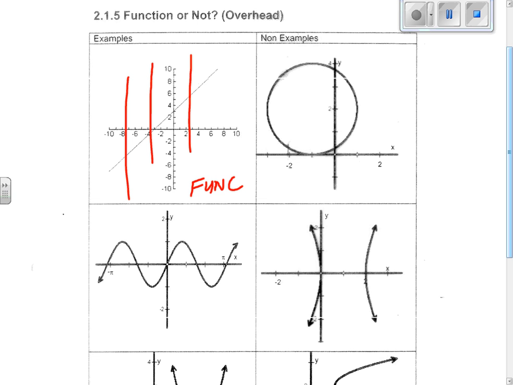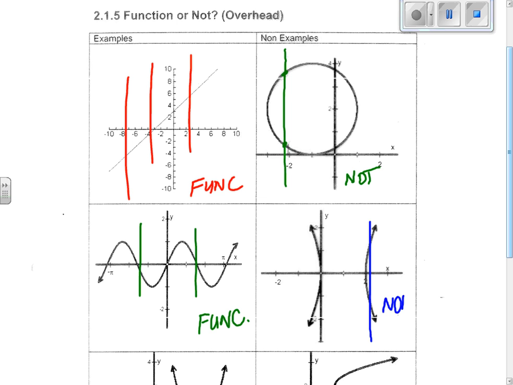We already drew a circle, and we know that a circle is not a function because there are some vertical lines that will intersect at two different places. It is not a function. The third one, this wavy line, is a function because anywhere I drop a vertical line, it will only touch in one place. The fourth one is not a function because there are some places where a vertical line would touch in more than one place.